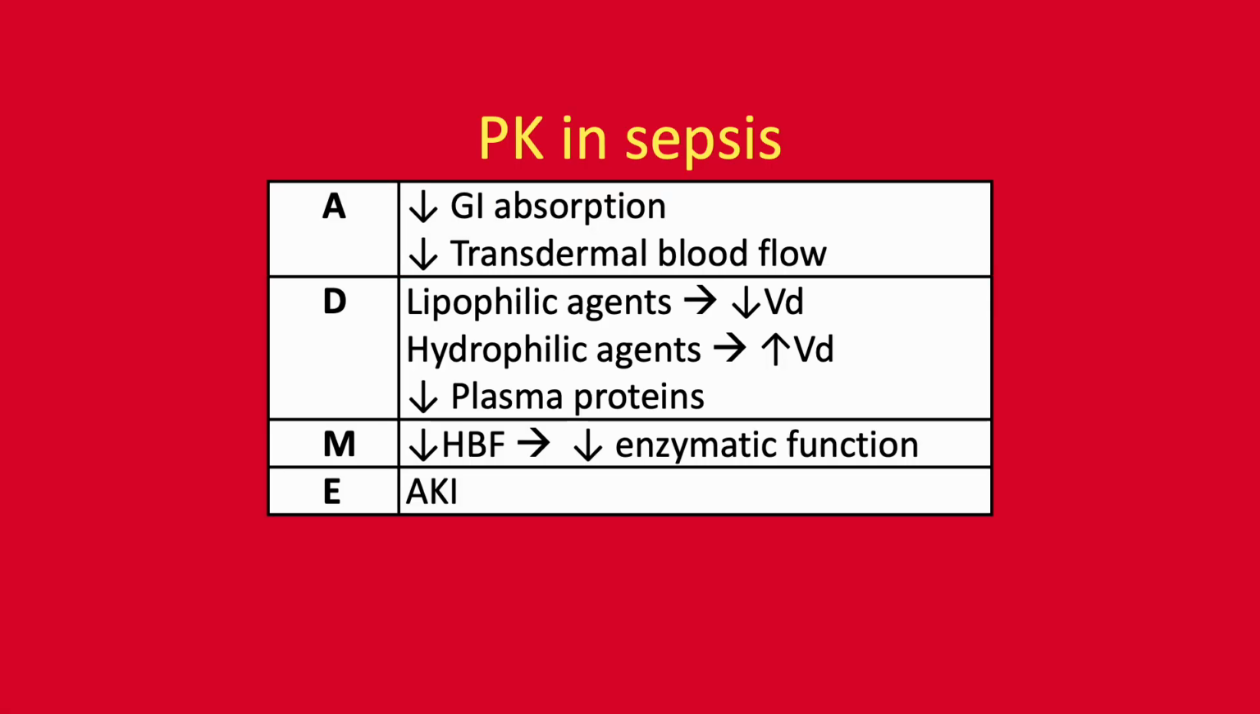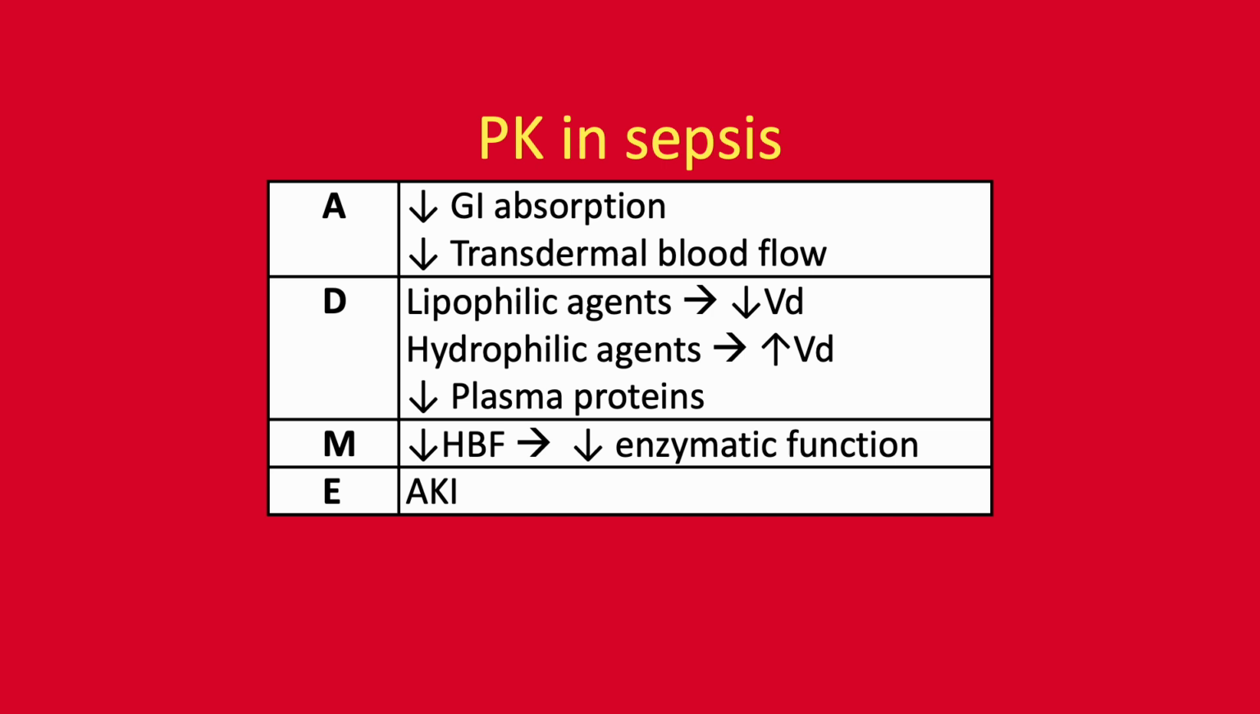Now let's discuss how sepsis influences pharmacokinetic principles. Absorption. There's a reduction in GI absorption of medications due to multiple factors, including delayed gastric emptying, hypoperfusion, venous congestion, GI dysmotility, continuous feeding, and nasogastric suctioning. There's a reduction in blood flow to the skin and therefore reduced transdermal absorption.